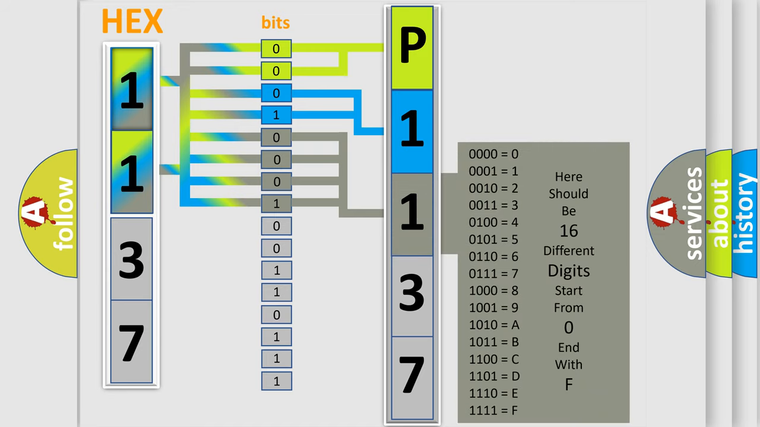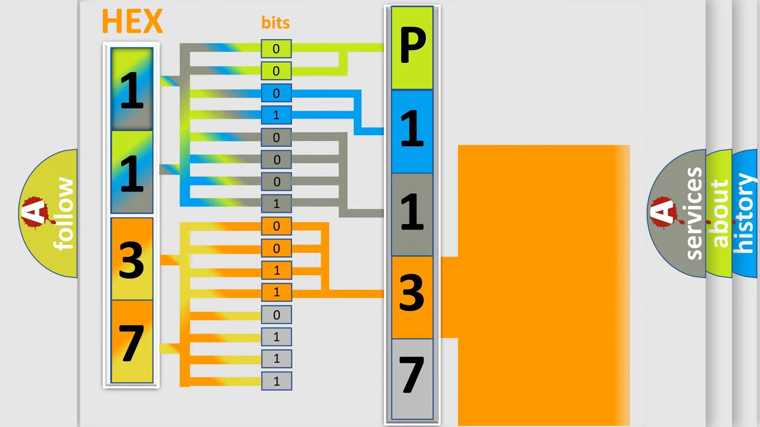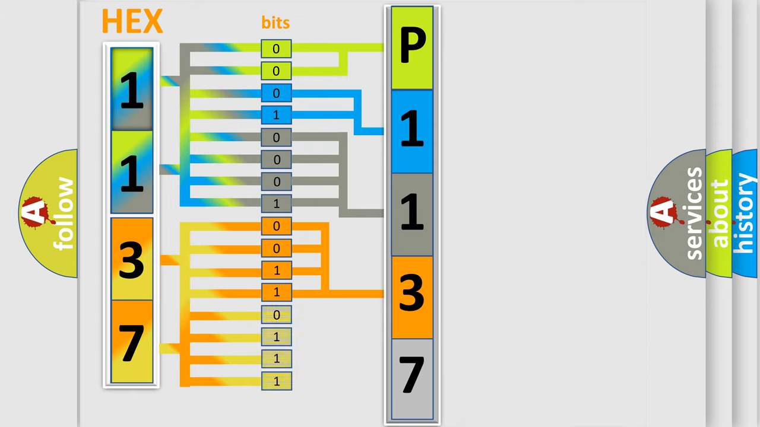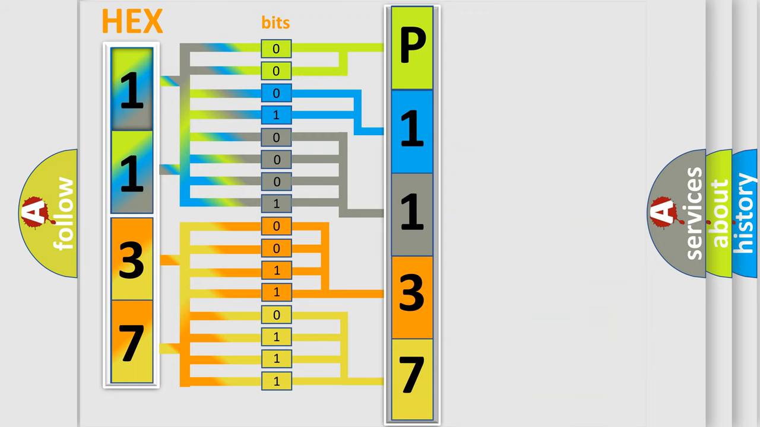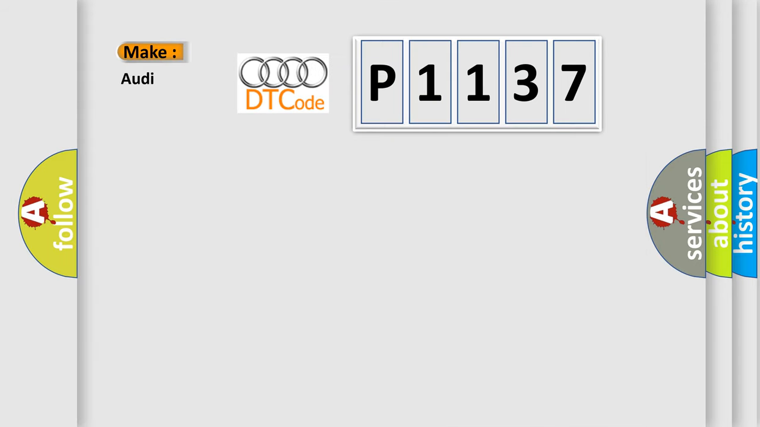The second byte is composed of a combination of 8 bits. The first 4 bits determine the fourth character of the code, and the combination of the last 4 bits defines the fifth character. A single byte conceals 256 possible combinations. We now know in what way the diagnostic tool translates the received information into a more comprehensible format. The number itself does not make sense to us if we cannot assign information to what it actually expresses. So, what does the Diagnostic Trouble Code P1137 interpret specifically for Audi car manufacturers?